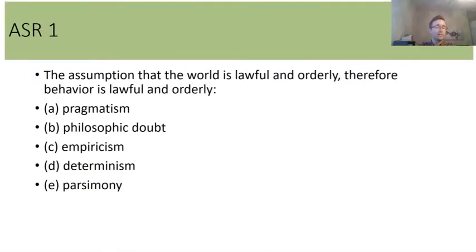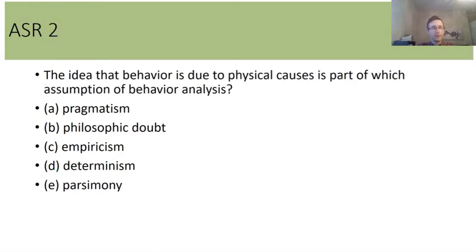So ASR number 1, the assumption that the world is lawful and orderly, therefore behavior is lawful and orderly, is A, pragmatism, B, philosophic doubt, C, empiricism, D, determinism, or E, parsimony? A couple more seconds. All right, I'll go ahead and close the poll. The answer here is determinism.